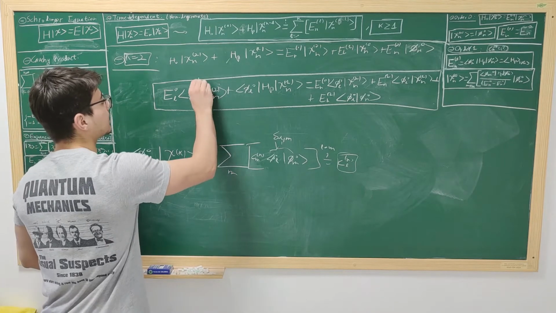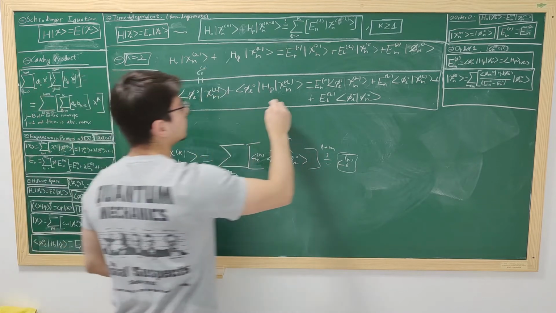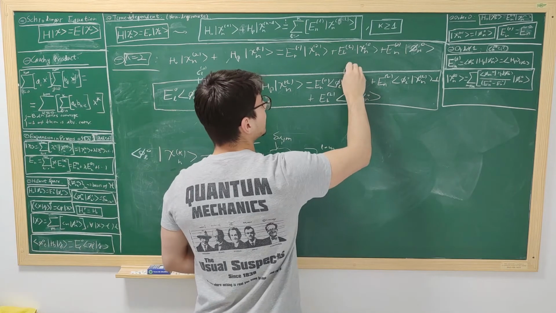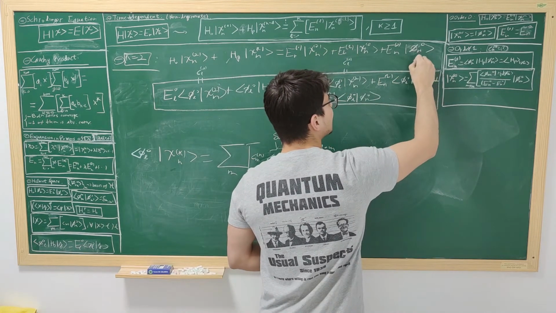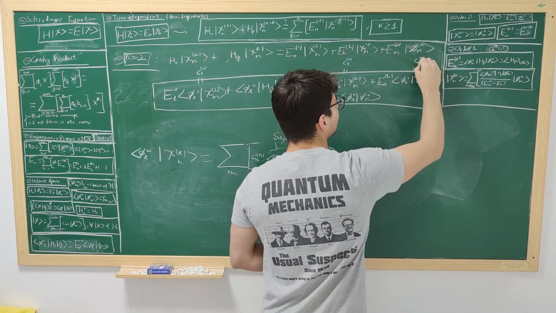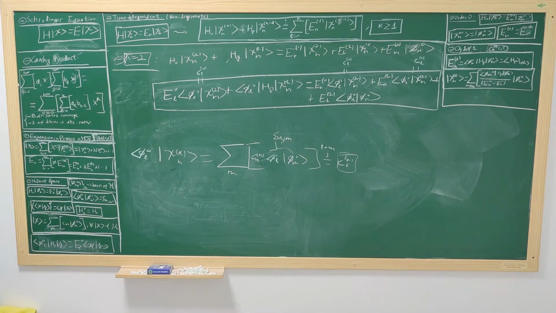So let me just write it like this. C2L. This one is again C2L, and this is C1L. Right? Yes. Let's check. Yes. So that's it.